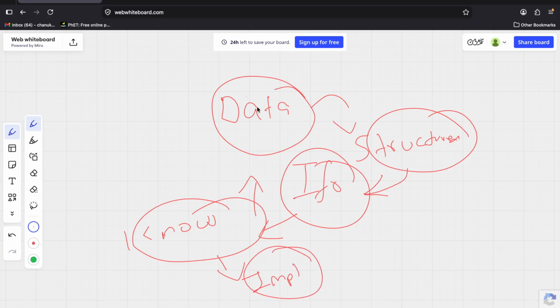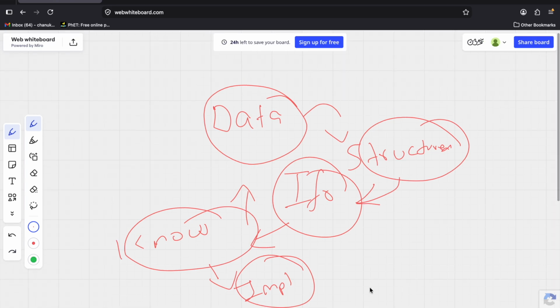So in very layman terms, data is nothing but whatever we have. It can be images, videos, text, PDFs, everything whatever we have is data. If it is structured, then we call that information. Whatever data that is structured, we understand that and try to implement that, that is nothing but knowledge. So this is the main difference between data, information and knowledge, guys. Now we have understood everything about data, information and knowledge.